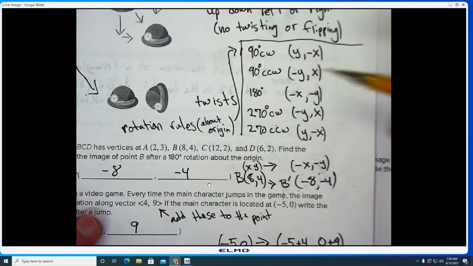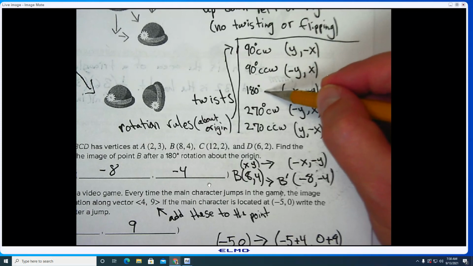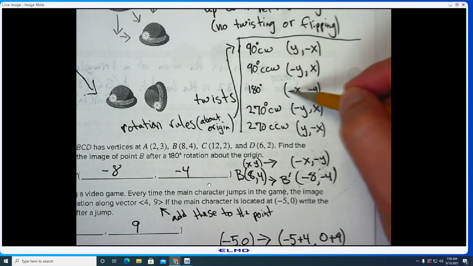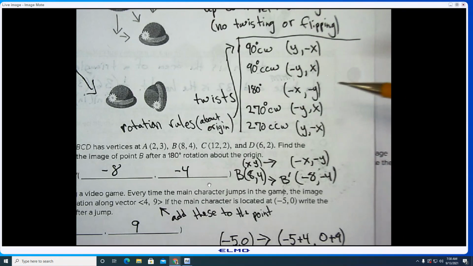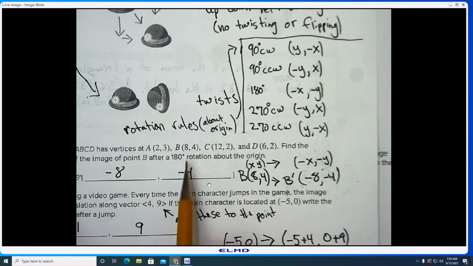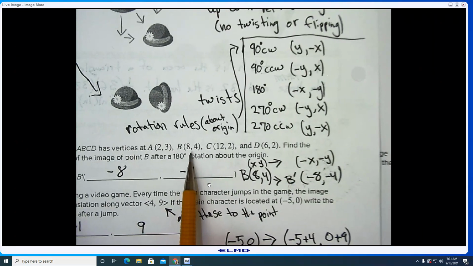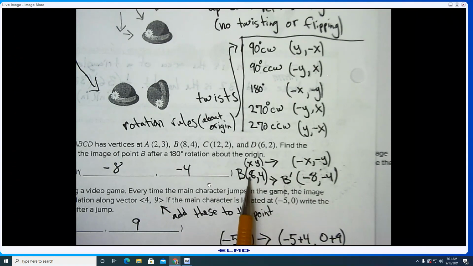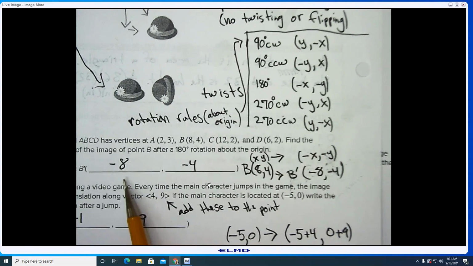I had to look these up. If we rotate 180 degrees, all of these are around the origin. The x and the y have a sign change, and a negative means there's a sign change. So coordinate B is (8, 4). So (8, 4) turns into (-8, -4). If this were negative, it would have changed to a positive. So opposite is what the negative signs mean. And there's our answer.